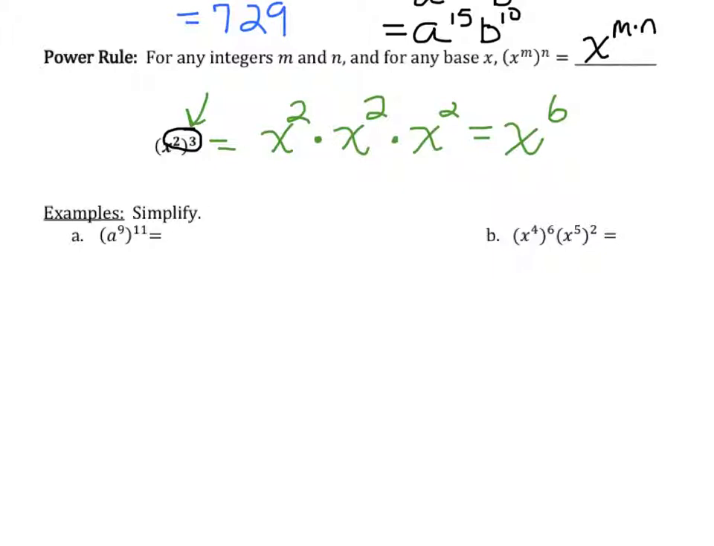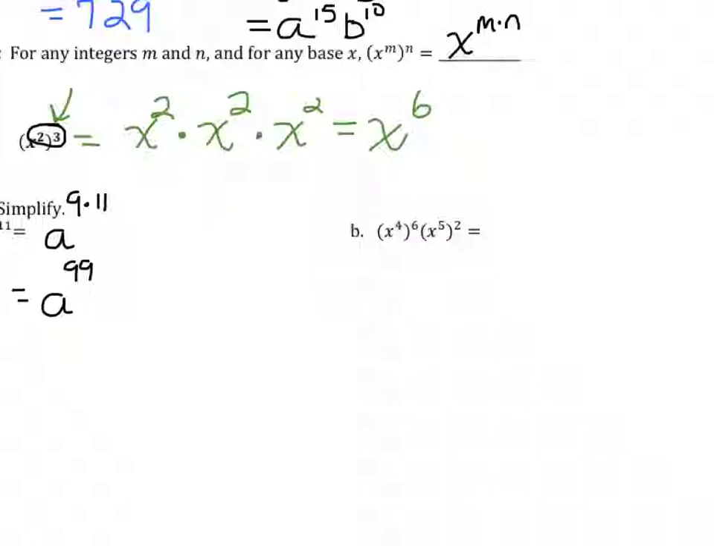All right. And so I have this example here, a to the 9th to the 11th. Well, that's going to be the same thing as a to the 9 times 11. And a to the 9 times 11 is a to the 99th. Okay. I can do the same thing over here. We have x to the 4th to the 6th power times x to the 5th squared. Well, if I want to simplify that, I want to multiply my exponents. I'll get x to the 24th times x to the 10th. And of course, we can use our product rule. 24 plus 10 is 34.